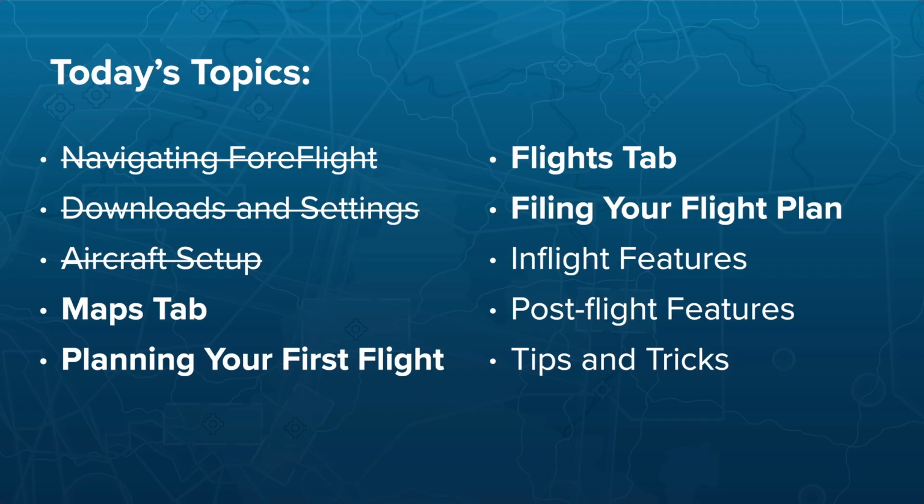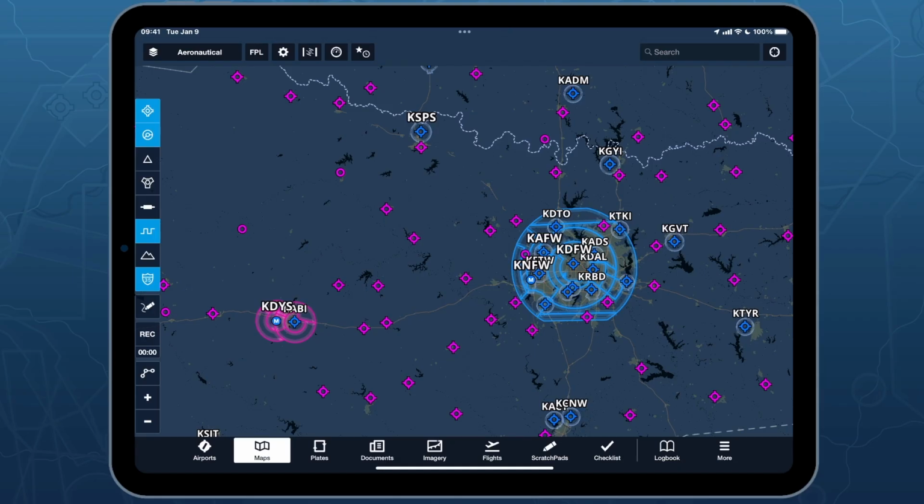Actually, we're going to talk a little bit more about the maps page before we start planning our flight. So down here at the bottom of my device, you can see that I am on the maps page, which is right here next to airport. So I'm going to start navigating this page up here on the top left and drop down our layer selector.